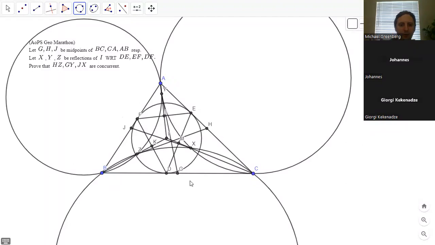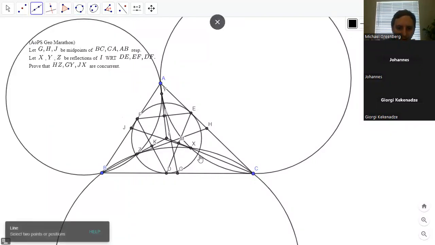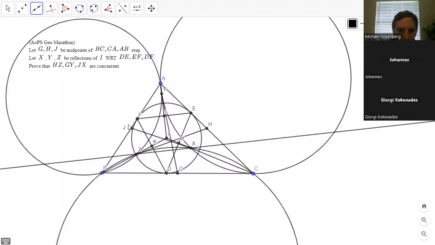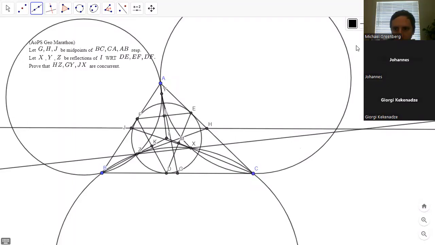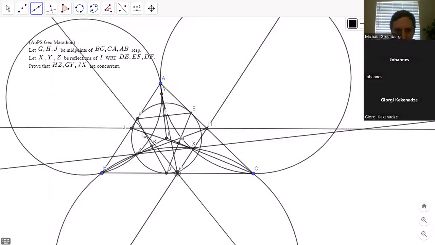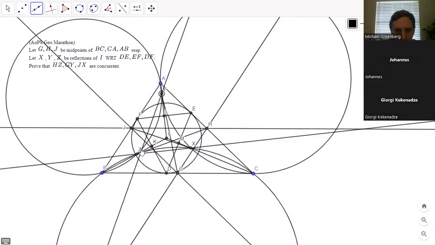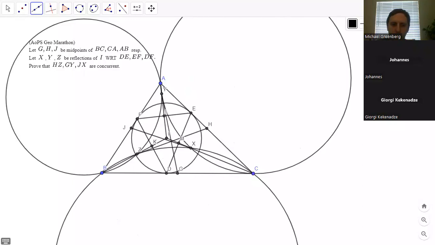We want to show that X, Y, Z, and G, H, J are perspective. Maybe the SARGs does help. I was afraid to use the SARGs because it looks a little messy, but maybe it's the way to go. So we want to take the medial triangle of ABC and see where it meets. Yeah, but those points are kind of hard to pin down.